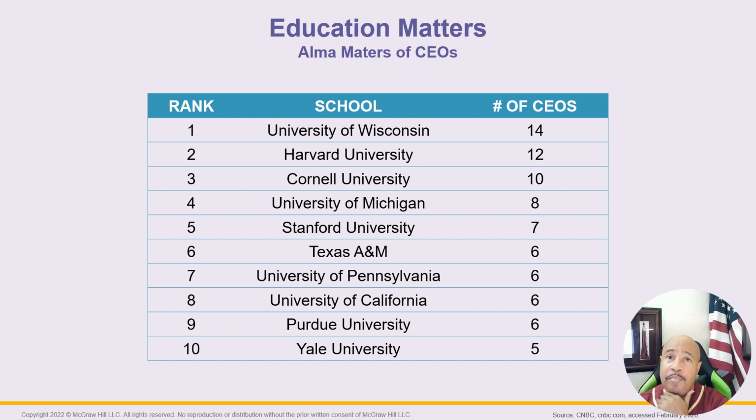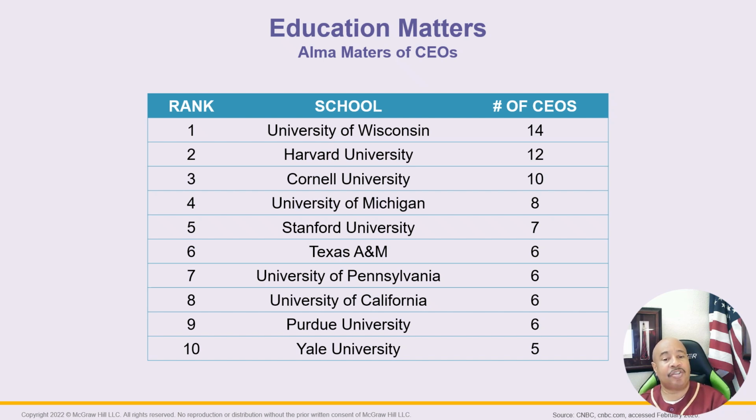So it's so important, I feel, when you see people come from an educational background and they become a CEO, which is Chief Executive Officer, where do they come from? How do they achieve their, let's say, knowledge base, their skill levels? Here's an example. Ranked 1 through 10, University of Wisconsin produced 14 CEOs here in the United States. Harvard, Cornell, University of Michigan, and so forth.